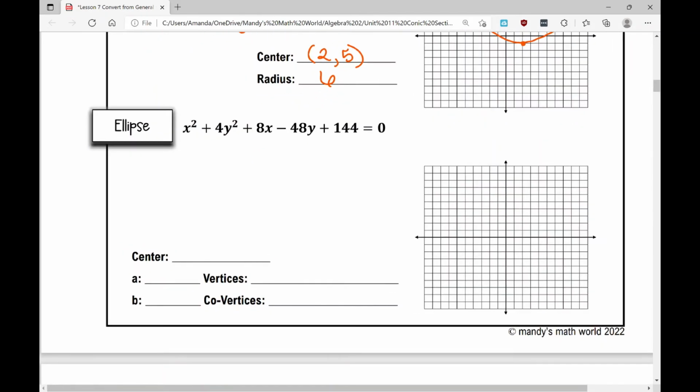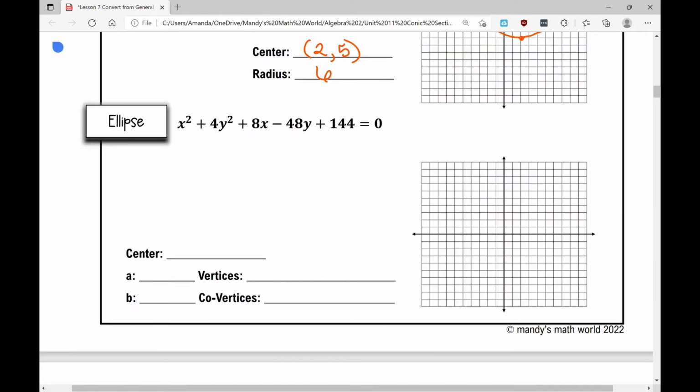How do we convert this from general form to standard form or graphing form? Well, the first thing I'm going to do is group my x's and y's, move the constant to one side. So I'm going to rewrite this as x squared plus 8x plus 4y squared minus 48y equals negative 144.